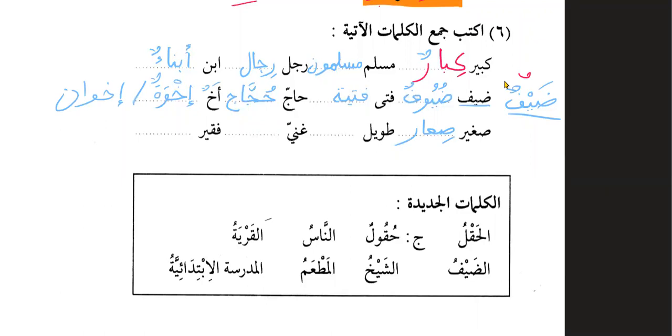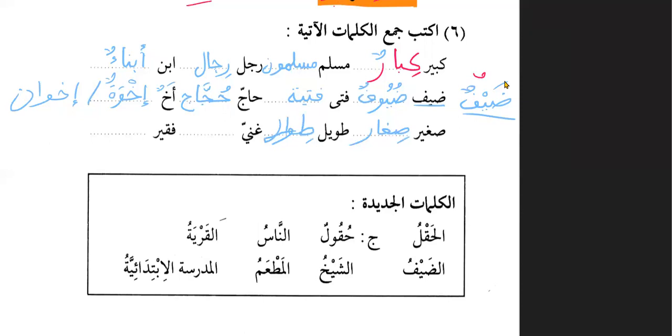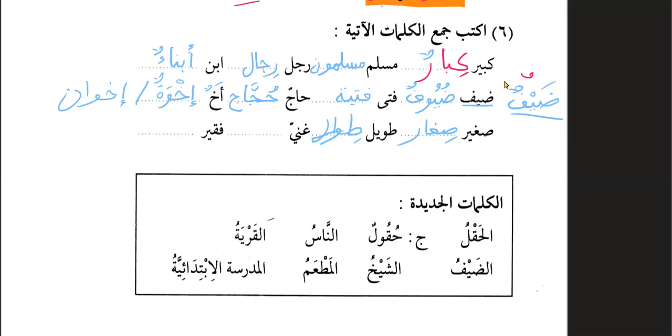قاسم: طويل، طوال. نعم. جيد. جنكير: غني، أغنياء. جيد. طيب. أبو يوسف: فقير، فقراء. نعم، فقراء. جيد.